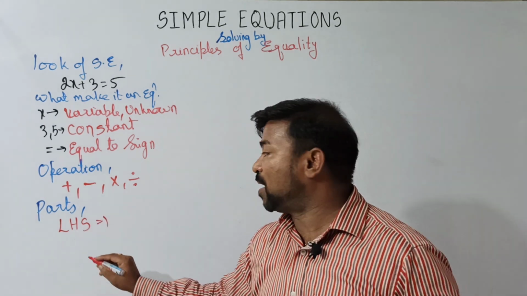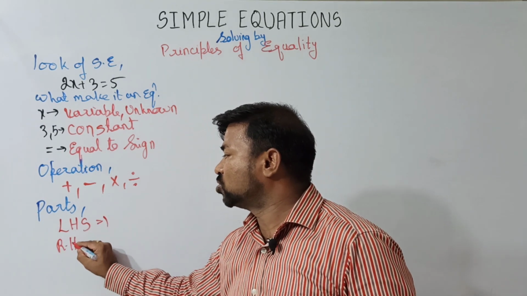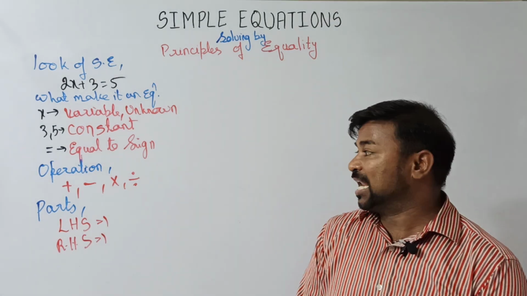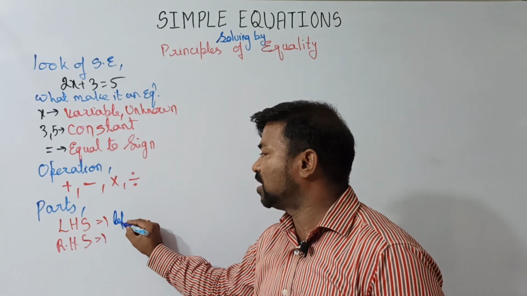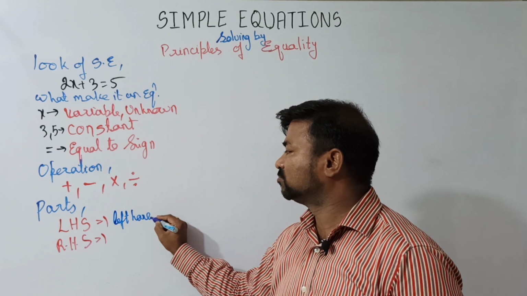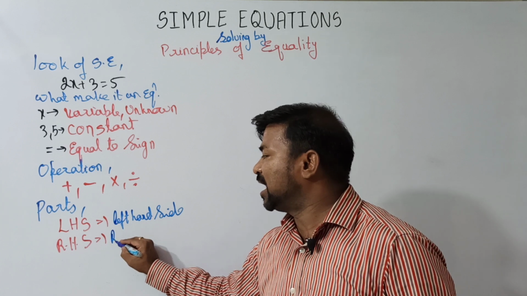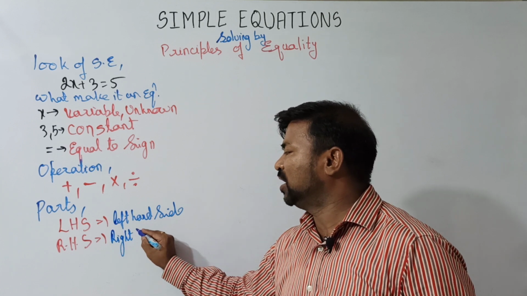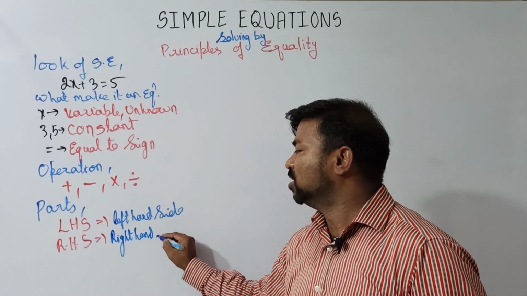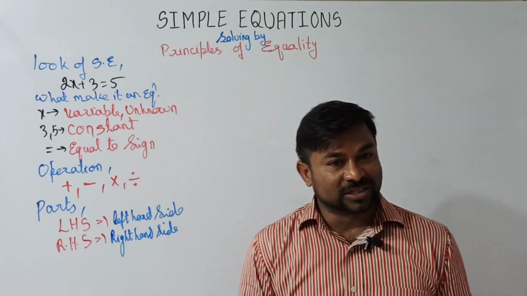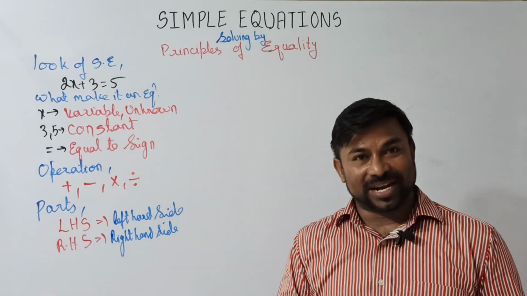LHS. And the other part is RHS. Okay, so what is the meaning of LHS? LHS is nothing but left hand side. And what is the meaning of RHS? Right hand side. There are two parts present there. So LHS means left hand side, RHS means right hand side.